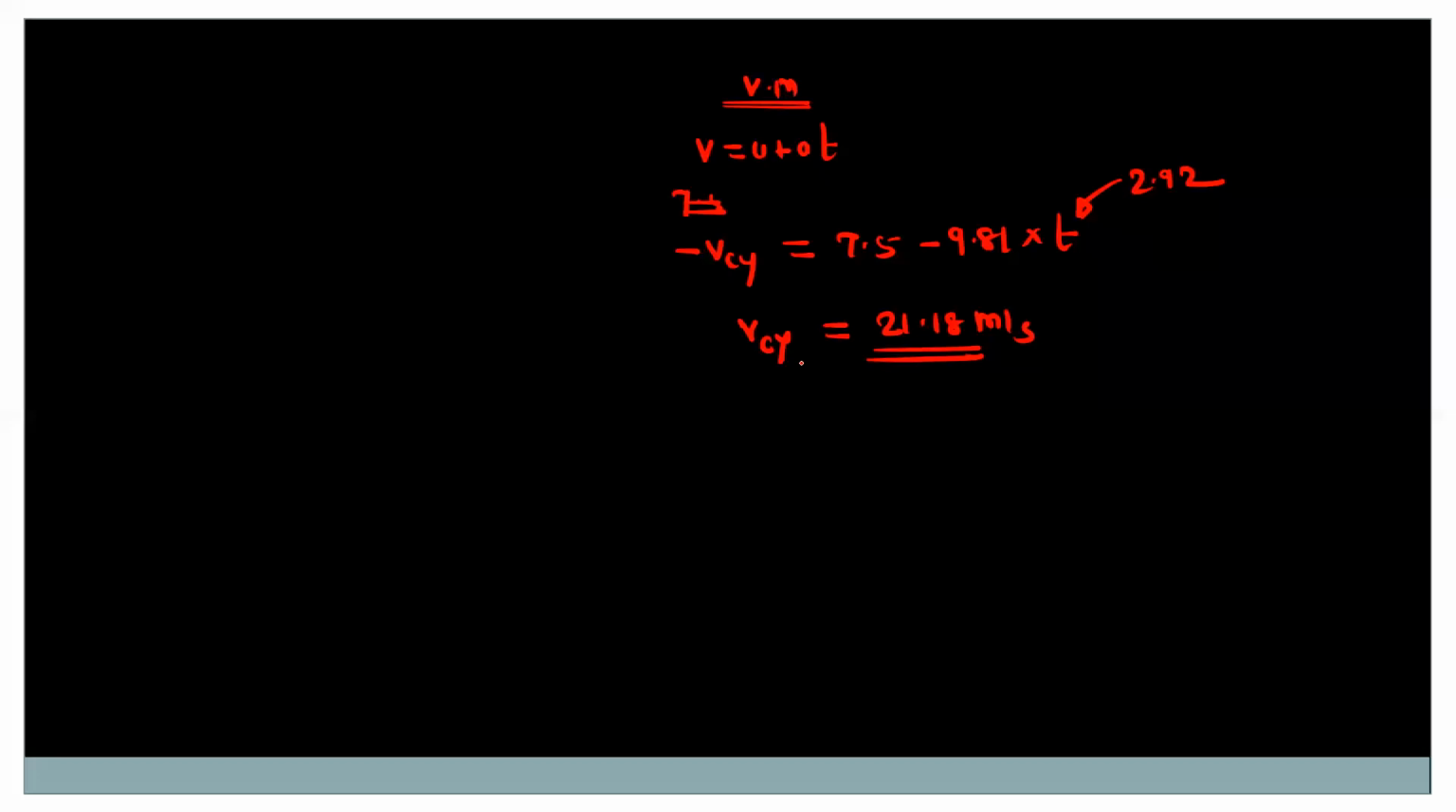So from this VCY, we have to find out the resultant velocity. So this is the resultant velocity at point C, that is VC. This is the y component VCY, and this is VCX. Okay, so VCX remains constant from the starting point to the last point.